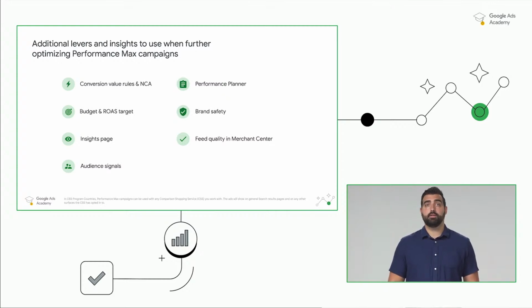business. You can change budget and ROAS constraints based on your goals to help scale, gain valuable insights from the Insights page, add audience signals to steer Performance Max in the right direction of audiences that work well for your business, use Performance Planner to assess changes to budget and ROAS, brand safety features, and lastly, you can improve feed quality in Merchant Center, which powers Performance Max with a feed. Better quality inputs mean better quality outputs and performance for you.